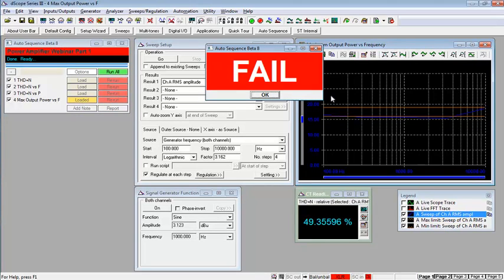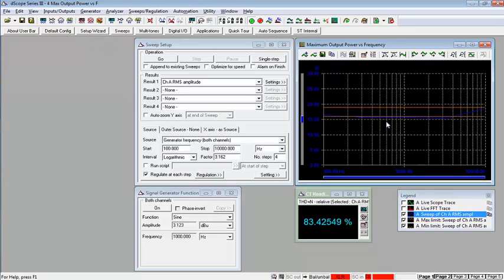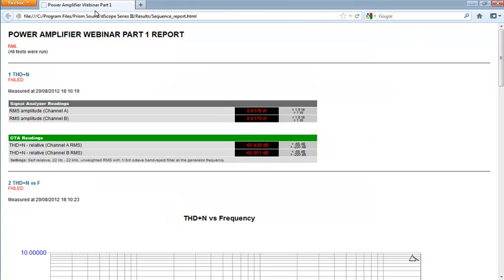So there we have it. Our test sequence has now failed, and if I really want to, I can now create a test report. This test report is going to be fairly depressing reading, because my global result here, as we saw, was a fail.